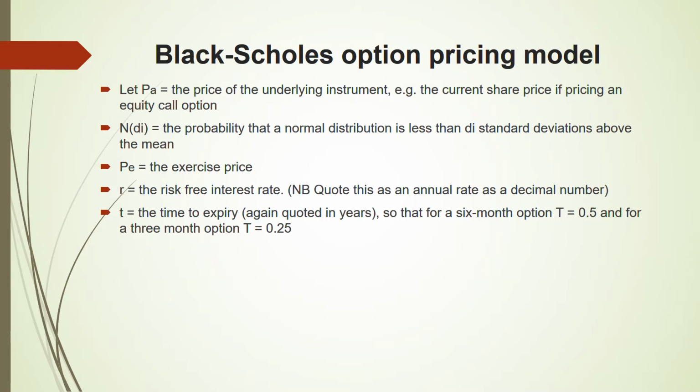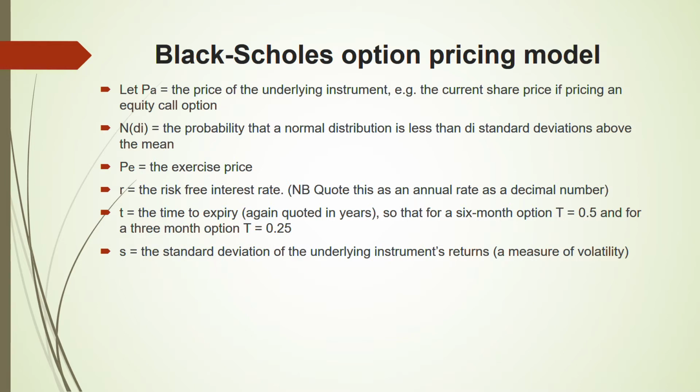Then we have S. S is your standard deviation. Sometimes they might give you variance instead of standard deviation. You just have to find the square root of that variance to find the standard deviation, because you cannot use the variance in the formula. You have to first convert it into standard deviation. The standard deviation is the square root of variance. Or they might use a word such as volatility instead of writing standard deviation.